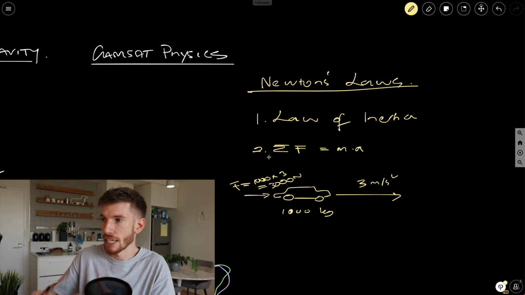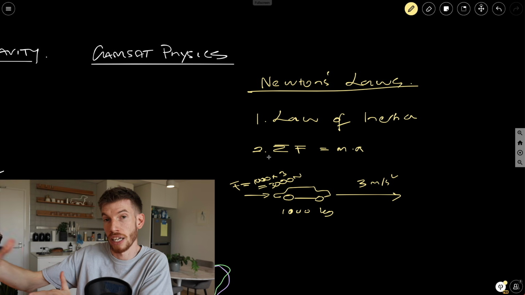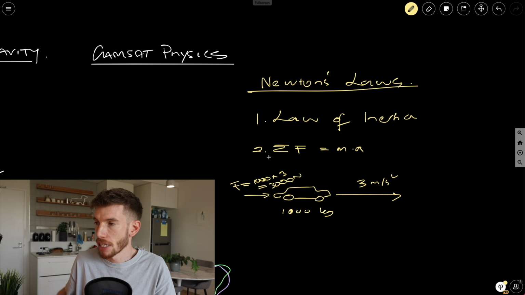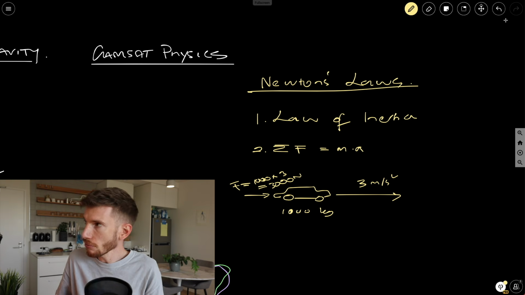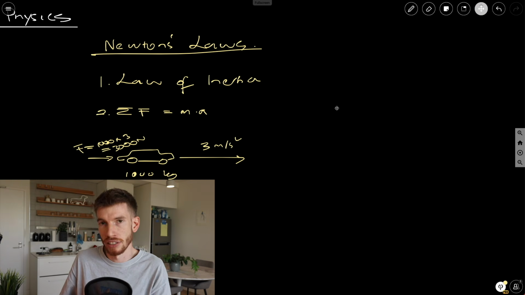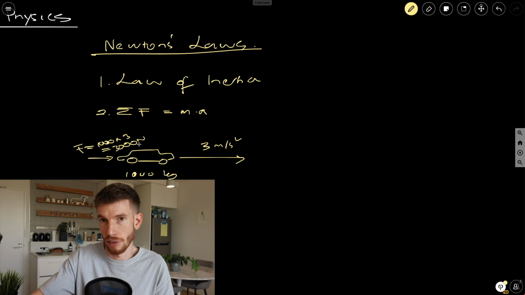If we keep applying that 3,000 newtons, we'll keep accelerating the car at that 3 meters per second squared, and it'll keep getting faster and faster. If we don't, then its acceleration will drop. It responds to it. And so that means we can think of it in a different way. We can also think that an object with an acceleration can apply that force.